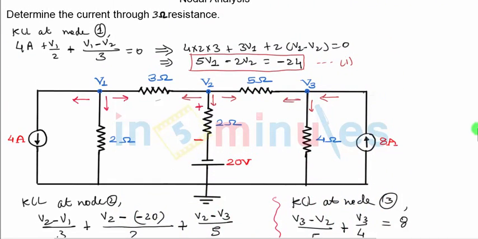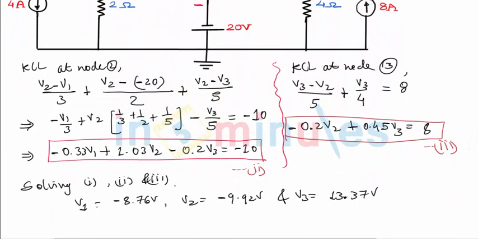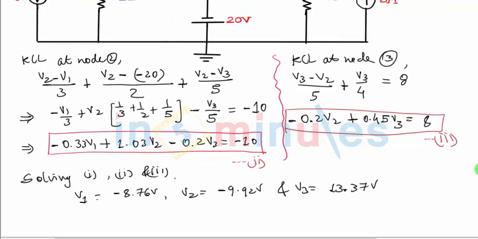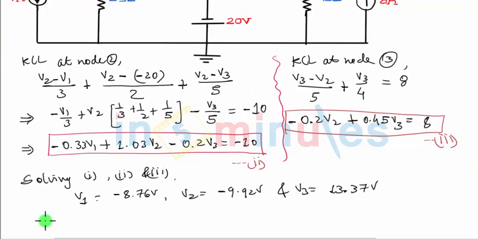But my original question was to find the current through the 3 ohm resistance. So let us see what is the final answer for the current through the 3 ohm resistance. So we will once again quickly draw the 3 ohm resistance and show the current through it. On the left hand side of the 3 ohm resistance, there is a node voltage V1. On the right hand side, there is a node voltage V2. So let us define the current flowing towards the right.